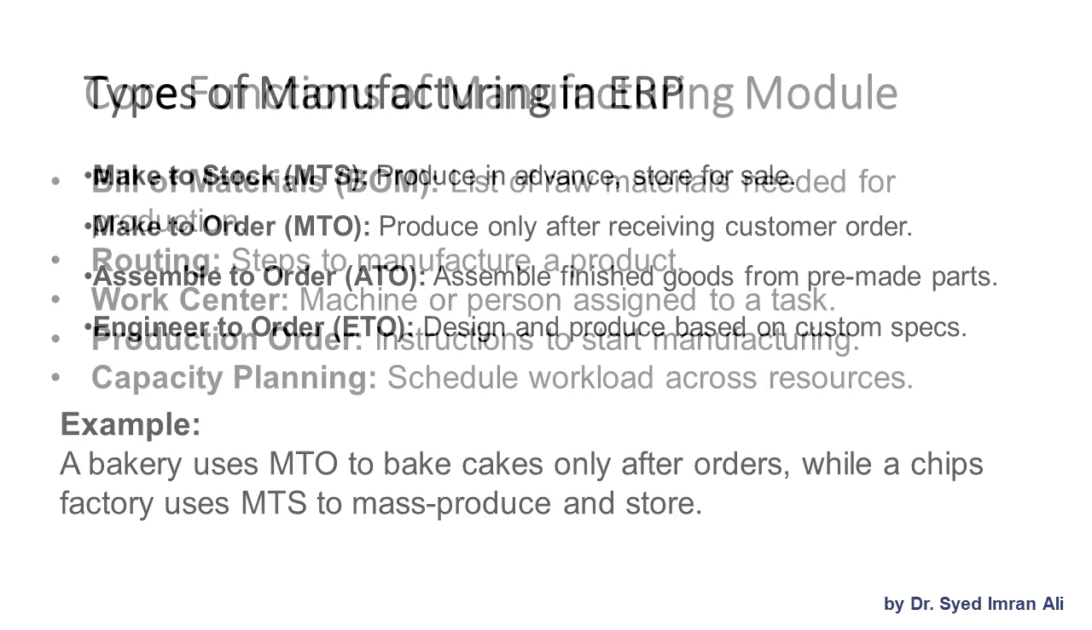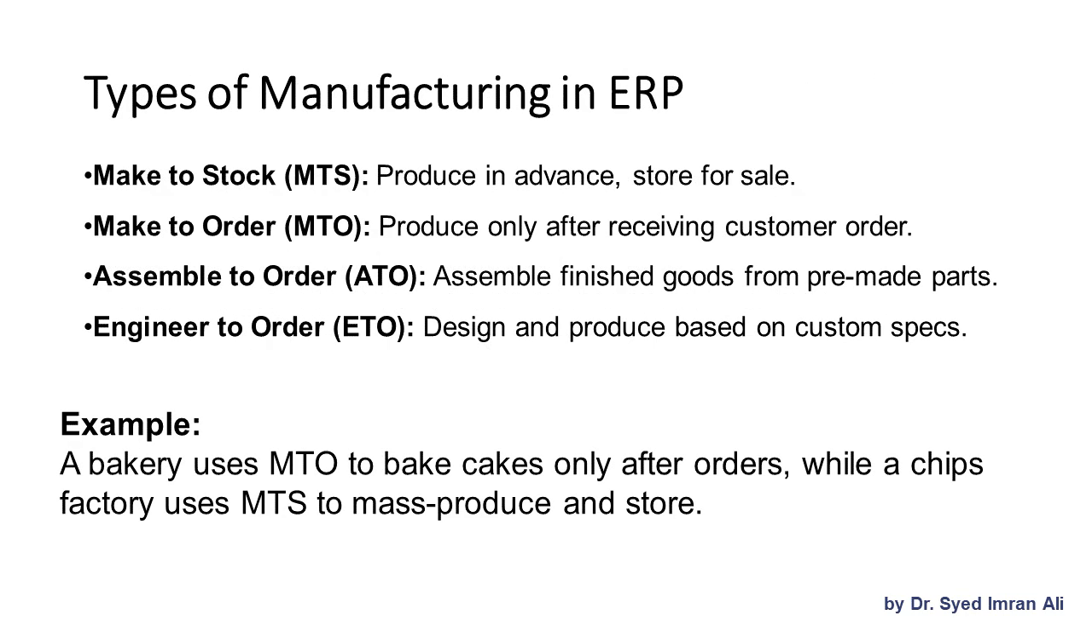Slide 21, Types of Manufacturing in ERP. Make to stock. MTS products are made in advance and stored for sale. Make to order. MTO products are only made after a customer places an order. Assemble to order. ATO pre-made parts are assembled when the order comes. Engineer to order. ETO, a unique product, is designed and built based on special customer needs.